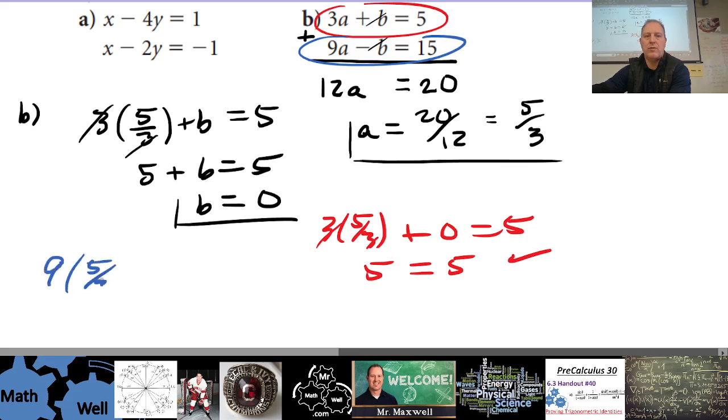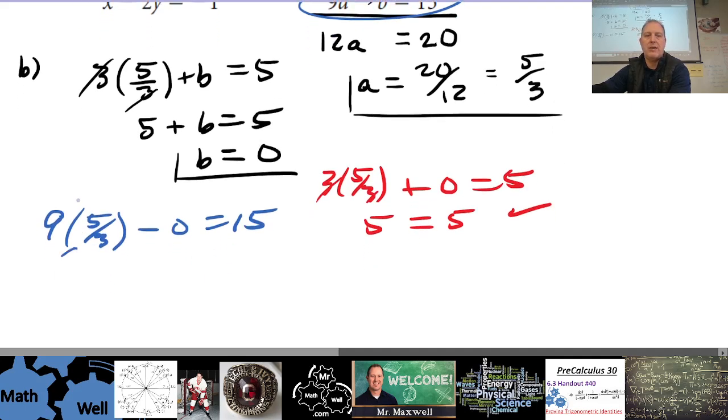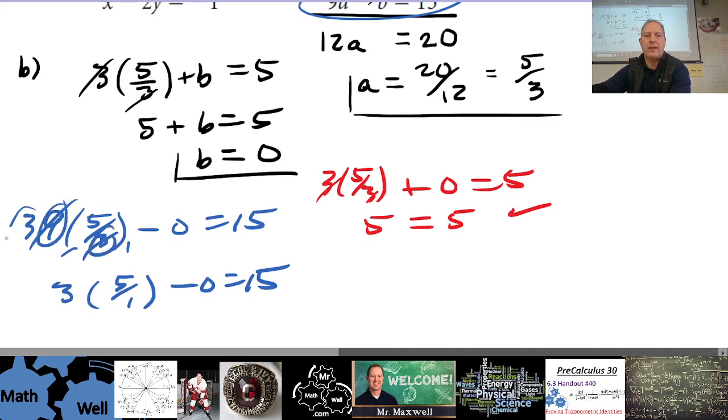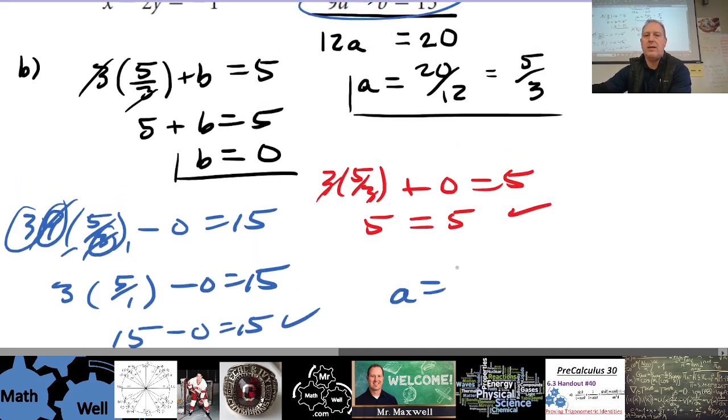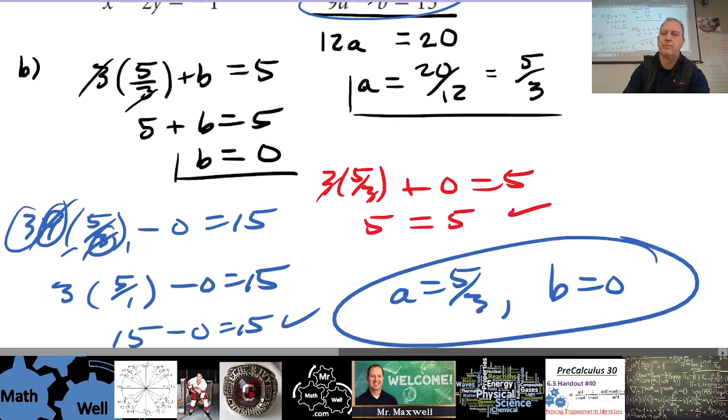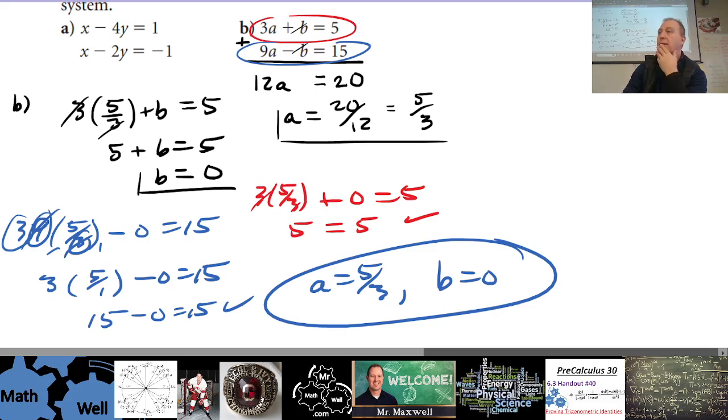9 times 5 over 3 minus 0 is 15. So 9 over 3 simplifies to 3 over 1. So we have 3, and I'll write this out just to show you what I did there. 9 over 3 simplifies to 3 over 1, see? So that's 3 times 5 is 15, minus 0 is 15. That works too. So a is 5 over 3, and b is 0. Any questions on that one?